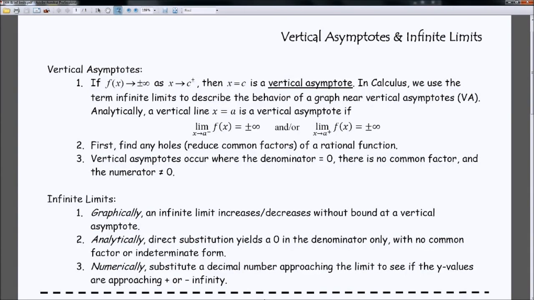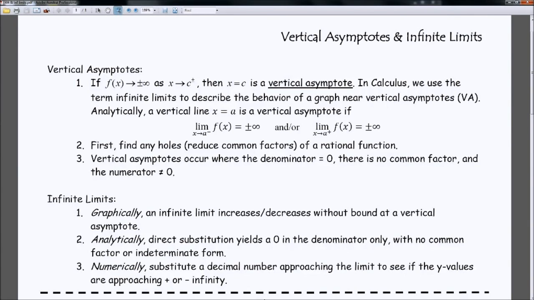And so when we talk about infinite limits, graphically, we're talking about an infinite limit goes up to positive infinity or down to negative infinity. That's what I mean by increases or decreases without bound. Analytically, we're actually going to find out what x value makes the 0 in the denominator, assuming that we're not canceling out any type of factors, and we're assuming that we don't get an indeterminate form. Remember, indeterminate, we learned, was when we had a 0 over 0.